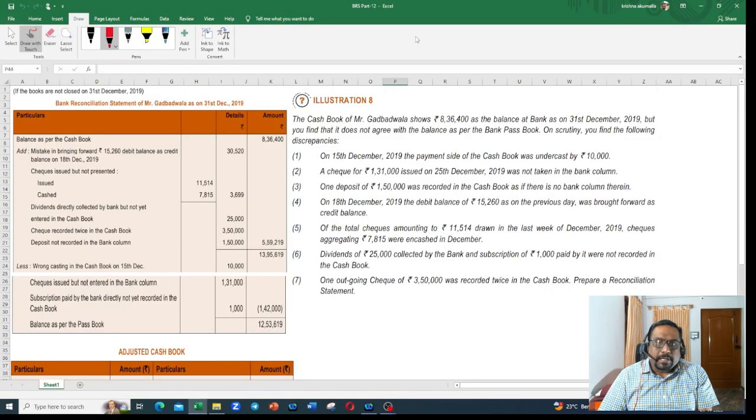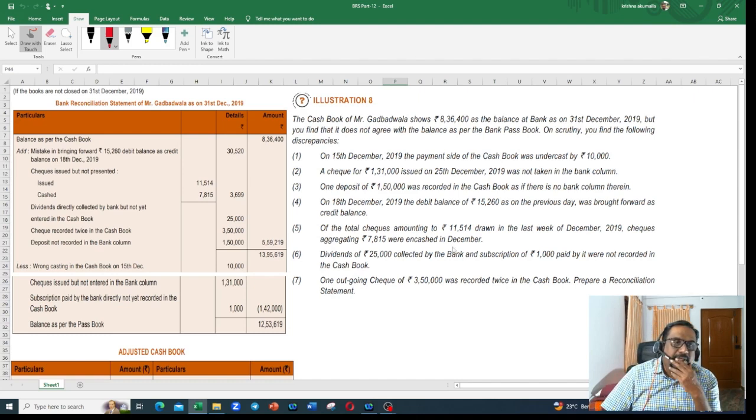In our previous video, we discussed illustration 7, right? In this video, we are going to discuss illustration 8. Again, this illustration is also extracted from CA Foundation material. Without wasting much time, let us get into the problem and try to resolve it. Okay, guys, let us read the problem.